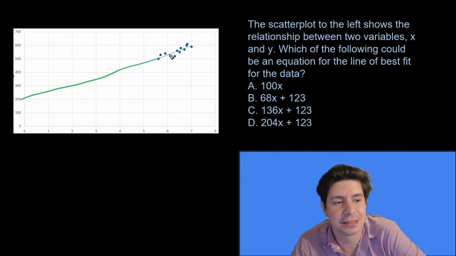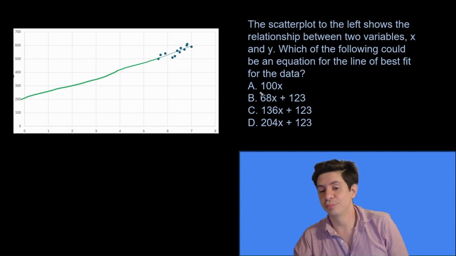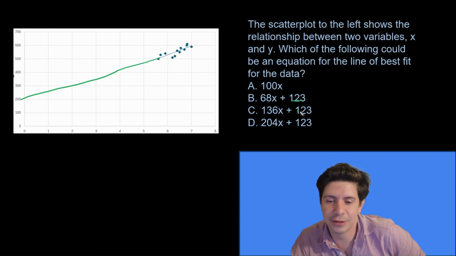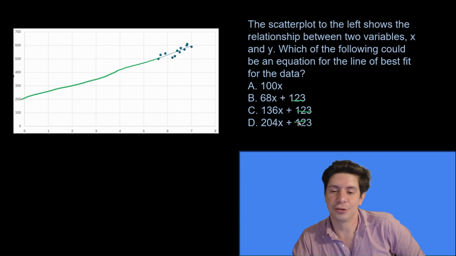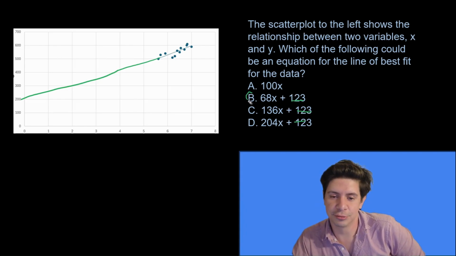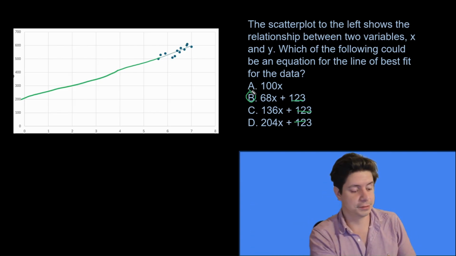Also, you can see that the slope, right, you're going from 5.5 to 7, and you go up less than 100 there. So it has to be less than 100. It has to be B. These are all too big. Also, because it's 123, we're not going to worry about that, because it's either 0 or 123, and 123 is better than 0. And then you don't compare that, you compare the slopes. So it'll be B. Very conceptual, but still not too bad of a question.